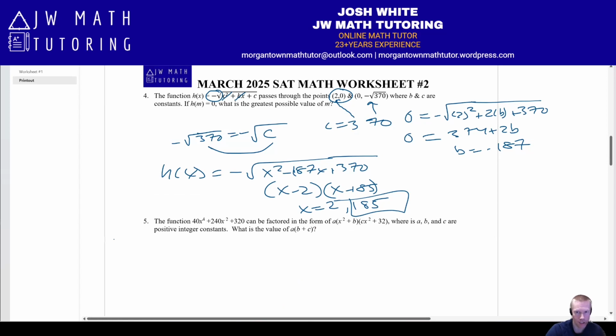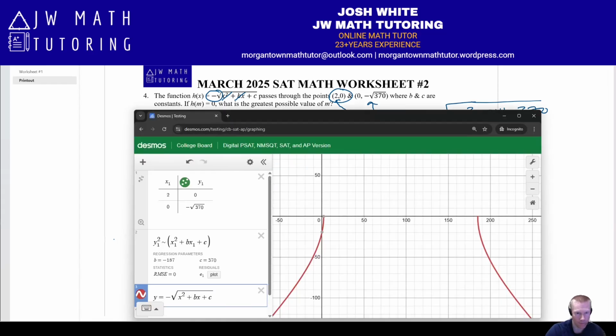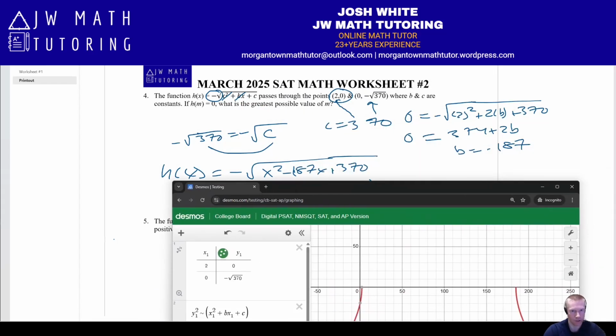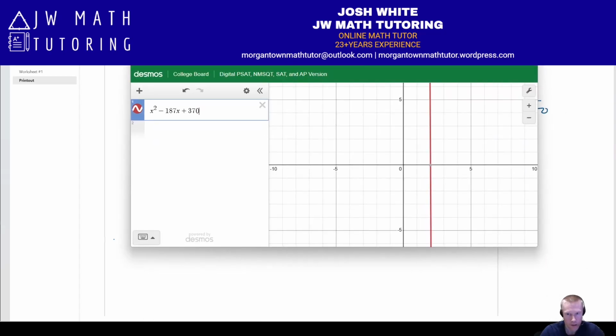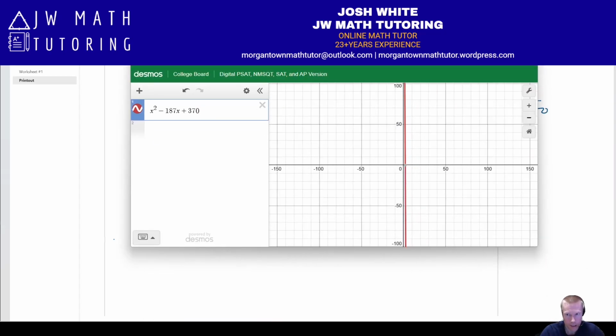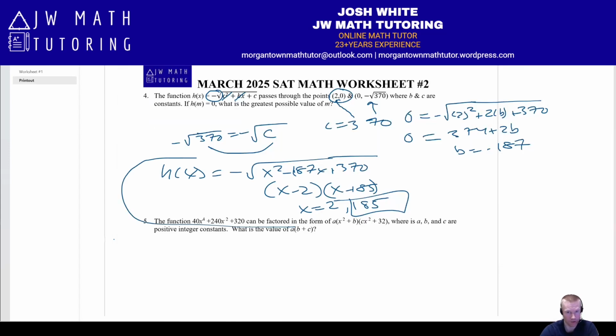I will also mention, if you did the first part by hand and you got B and C, then once you got to that point, you just go to Desmos and type in x squared minus 187x plus 370, just ignoring the square root. We're only concerned with the part underneath it. Then you scroll, and you can see right here, here are my 2 zeros. 2 we already know about. 185 is the one we're looking for. So you could obviously do this second half of the problem in Desmos as well.